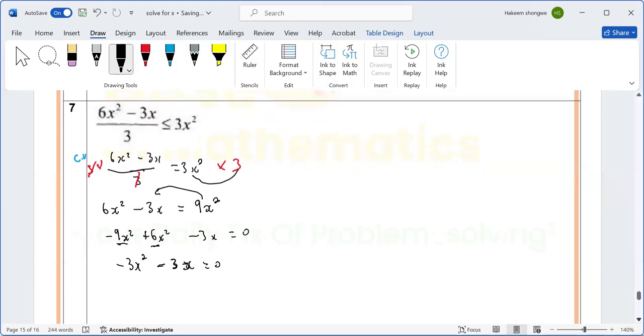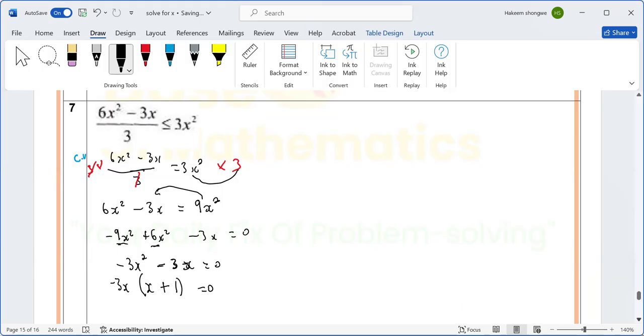Okay, what should we do from here? We take out the common factor, which is negative 3. Negative 3 is common. Then we are left with x squared minus x, plus 1... which is equal to 0.